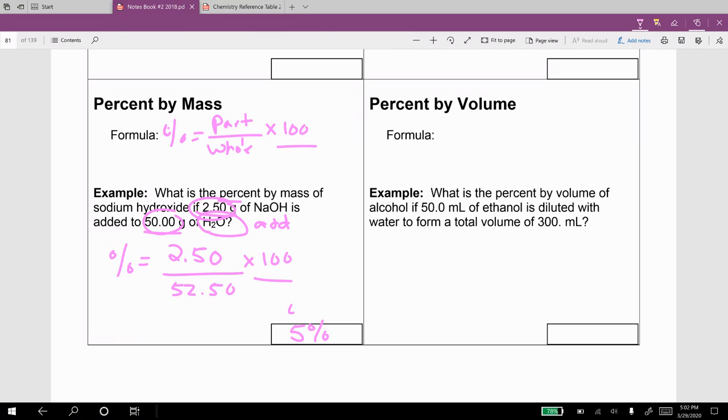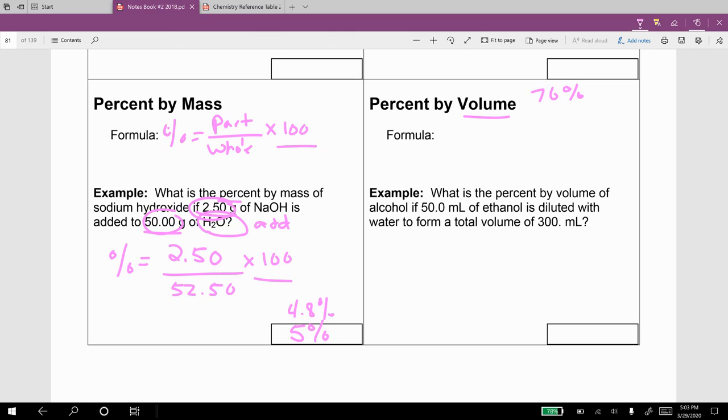Or 4.8. Okay, so 4.8%. Okay, so now percent by volume. It's still a percentage, but now we're doing it by volume instead of by mass, right? So this is kind of like 70% rubbing alcohol. That means 70 out of every 100 parts of that solution are rubbing alcohol, and the other 30% is water.